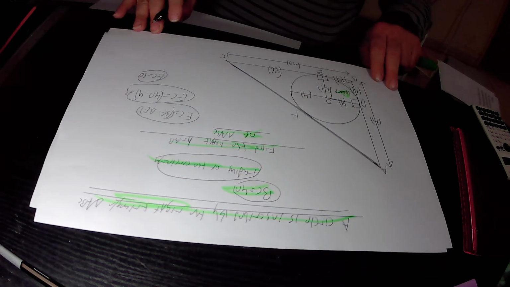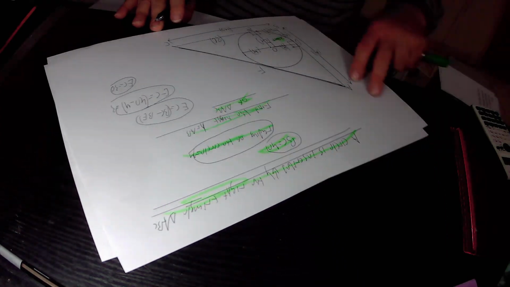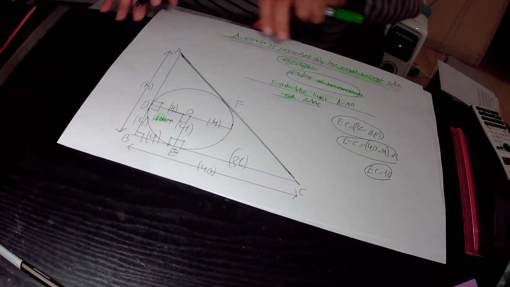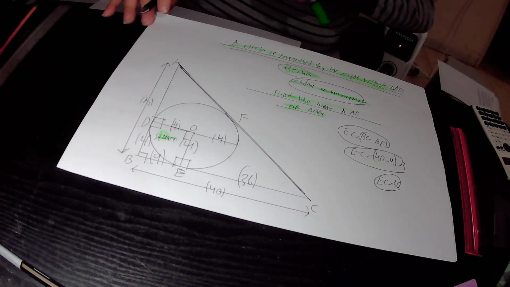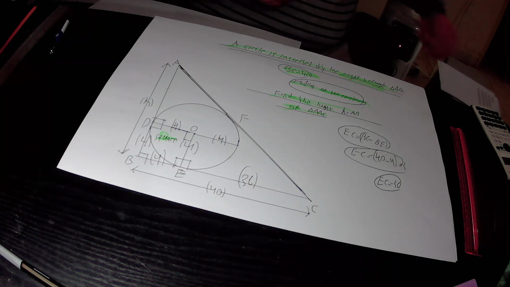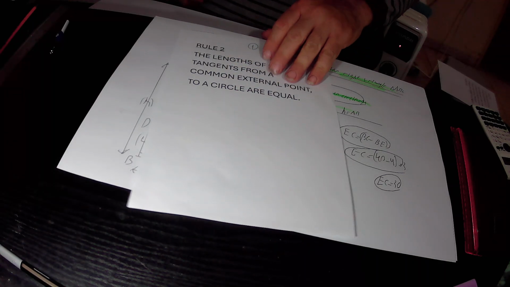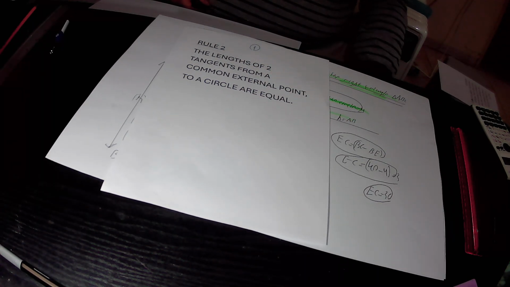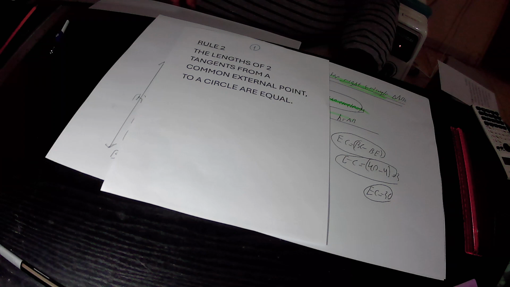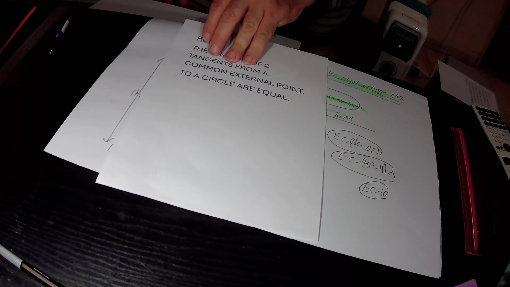In the next step, we will implement rule 2 in our drawing. So repeat quickly on rule 2. According to rule 2, the lengths of two tangents from a common standpoint to a circle are equal.